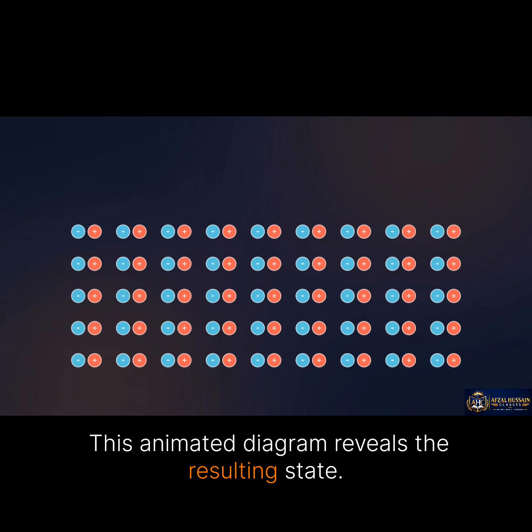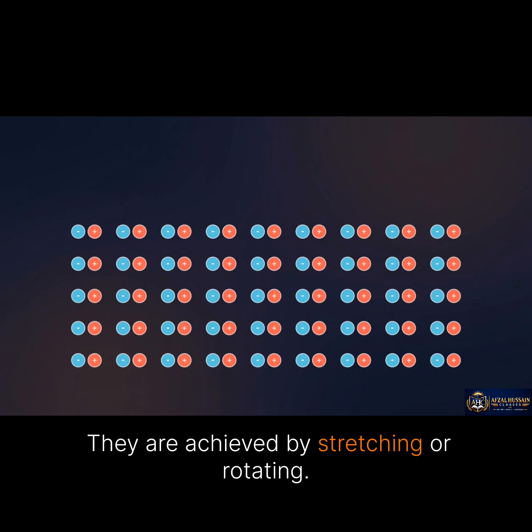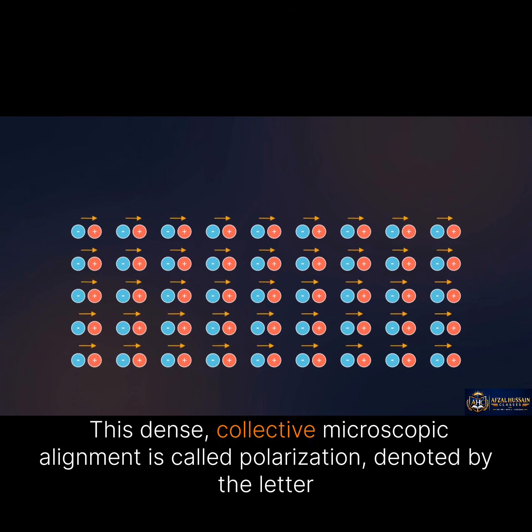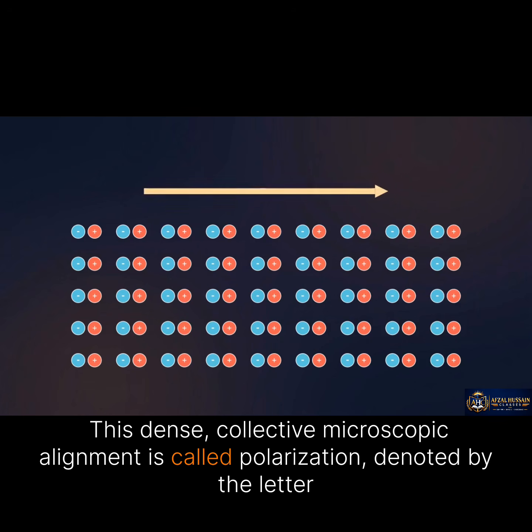This animated diagram reveals the resulting state. Whether achieved by stretching or rotating, this dense, collective microscopic alignment is called polarization, denoted by the letter P.